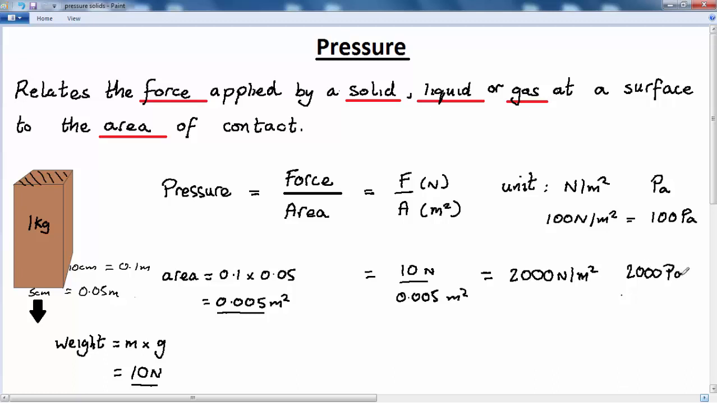So you can see here that's only a brick, and that's producing a pressure of 2000 newtons per meter squared. So we tend to deal with quite large numbers when we're talking about pressures. Now in the next lesson I'm going to talk more qualitatively about pressure. We're going to look at situations where pressure is wanted, and we're going to look at situations where pressure is not wanted.